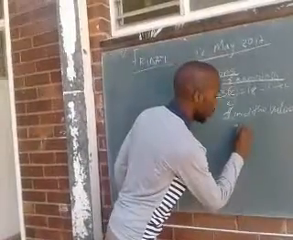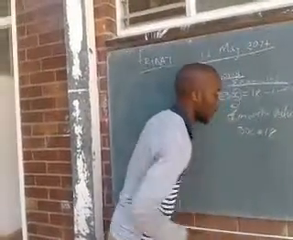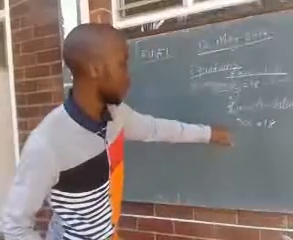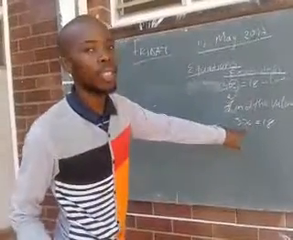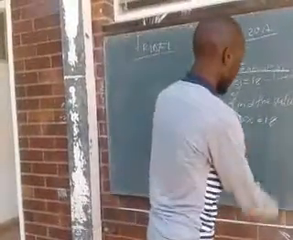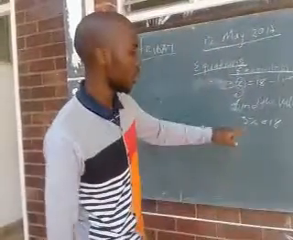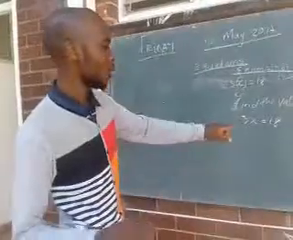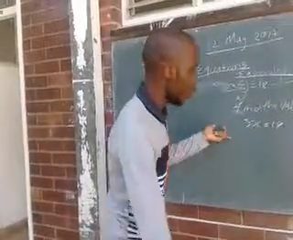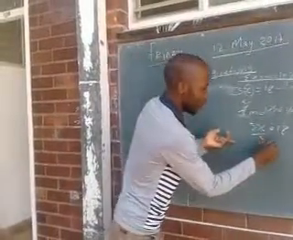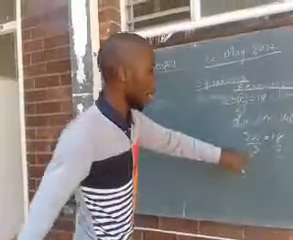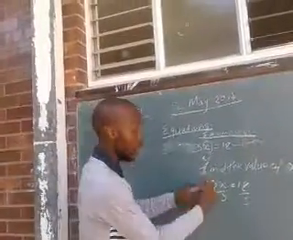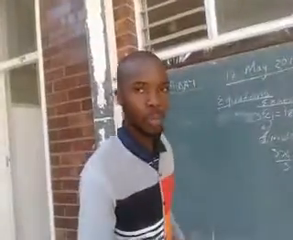From equation 1, 3x equal to 18, we have to be left with x alone on the left hand side. How are we going to be left with x alone? We divide everything by 3. So why are we dividing by 3?